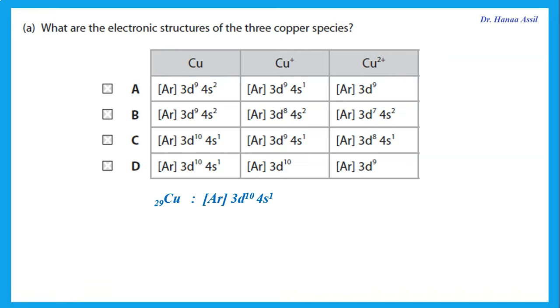Now, when we remove one electron, we're going to remove it from where? Remember, when we remove electrons, we remove them from the 4s before the 3d, because that's the 4th energy level. So the copper +1 is actually argon with 3d10. Now, copper 2+, we're going to take the next electron from the 3d10, so that would be 3d9, so that would be the correct answer.